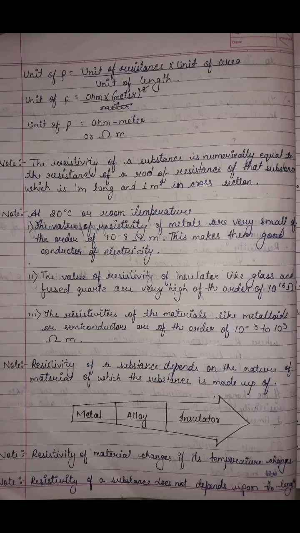Resistivity of material changes if its temperature changes, and resistivity of a substance does not depend upon the length, shape, and area of cross section. For example, a 10 centimeter long copper wire and a 20 centimeter long copper wire have the same value of resistivity. Similarly, thick and thin copper wires have the same value of resistivity.